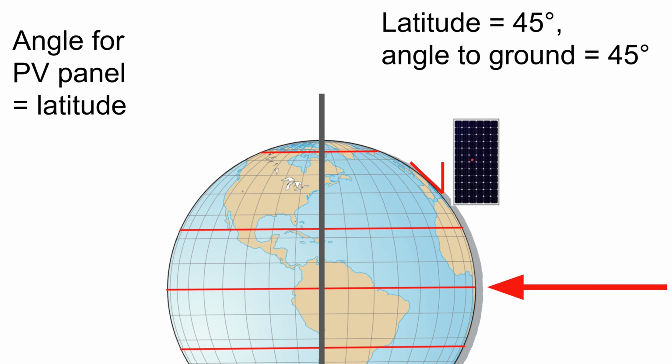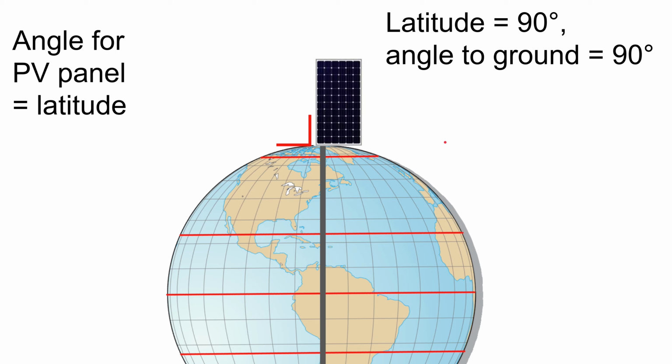If you were at 45 degrees north, you would want your solar panels mounted at a 45 degree angle to the ground. And finally, if you're at the North Pole, you would want your solar panels to be at a 90 degree angle to the horizon, to the ground, because the rays from the sun are parallel to the ground, right? So you'd want the solar panels to be perpendicular, 90 degrees away from that. So if the rays from the sun are coming in parallel to the ground, then because your latitude is 90 degrees, the angle of your solar panels to the ground should be 90 degrees.